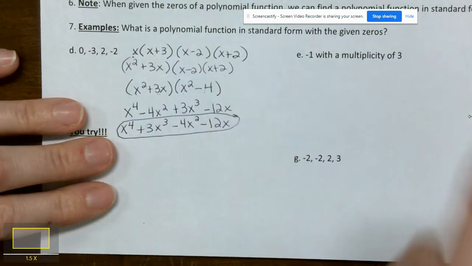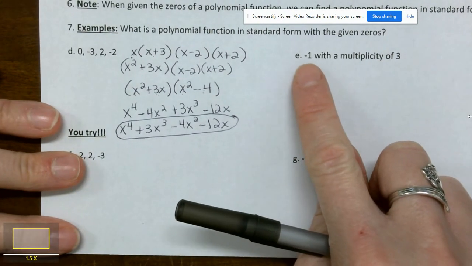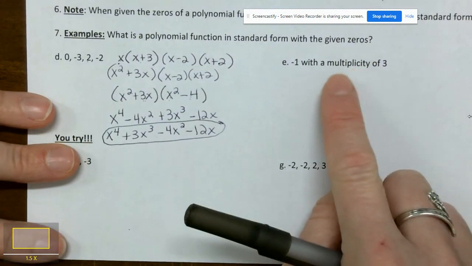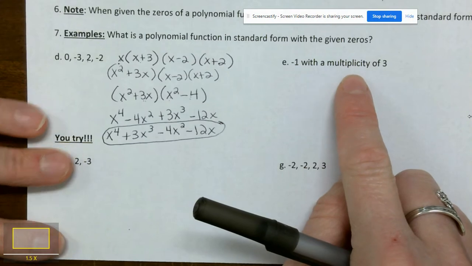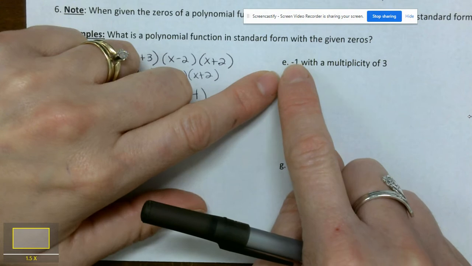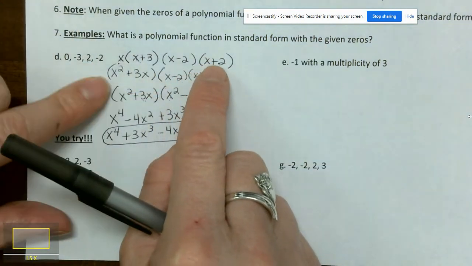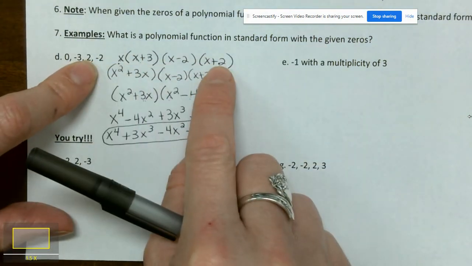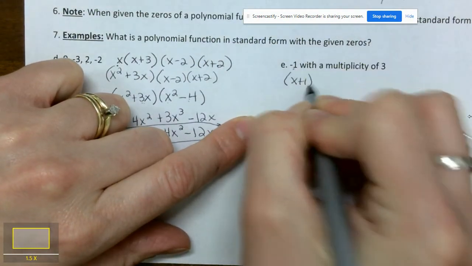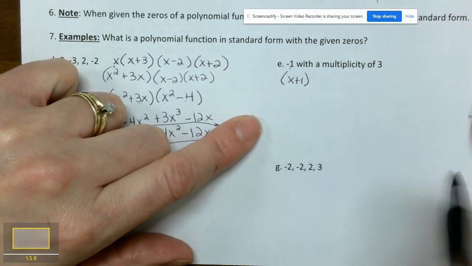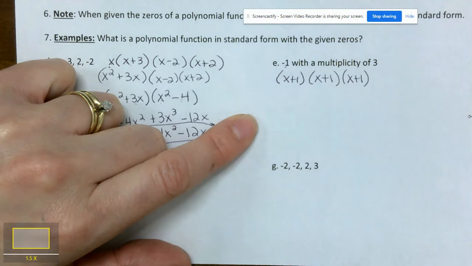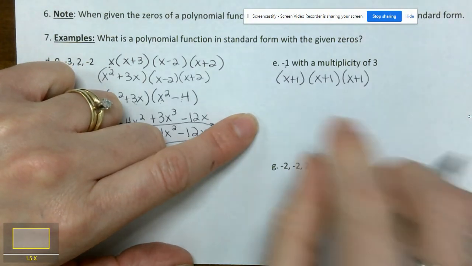Okay, now on E, it says that it's a -1 with a multiplicity of 3. So remember that that multiplicity means that it happens multiple times. So this -1, remember if it's a negative, that means it's a plus, because it was -2, so I did x plus 2. So this is going to be a -1 that's going to be x plus 1. But since it's a multiplicity of 3, I'm going to have that factor 3 times. So we're going to write it down 3 times. And then we're going to multiply.